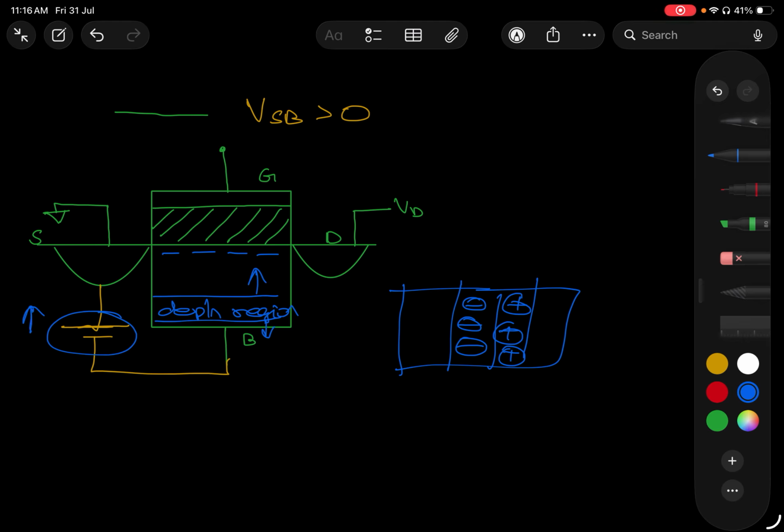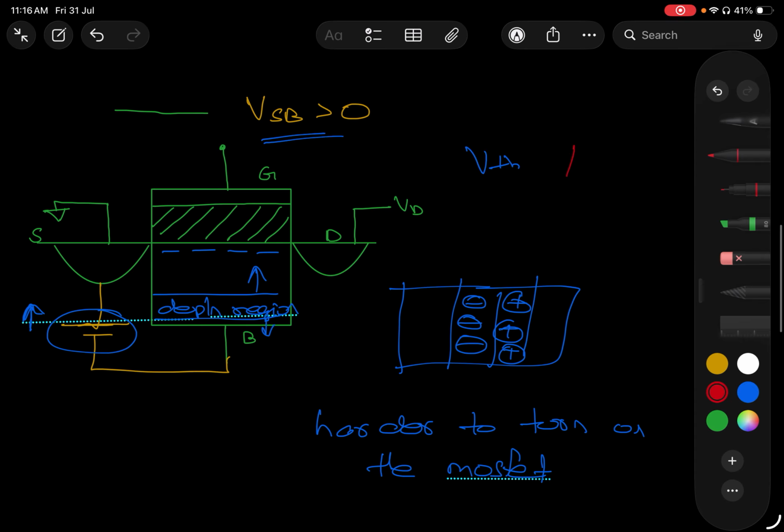As we increase this VSB, this reverse potential, the depletion region keeps on increasing. The more the VSB, the availability of free electrons for channel formation will be very less. So it will be harder to turn on the MOSFET. That's why when there is a reverse VSB, the threshold voltage VTH goes on increasing. That's basically the body effect.